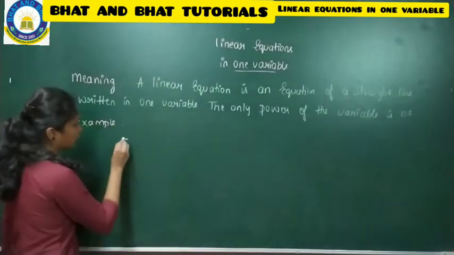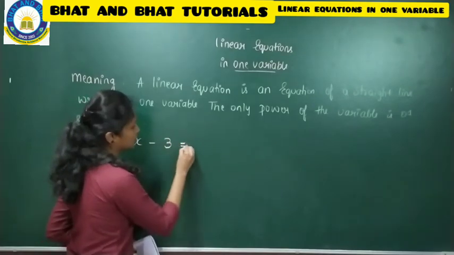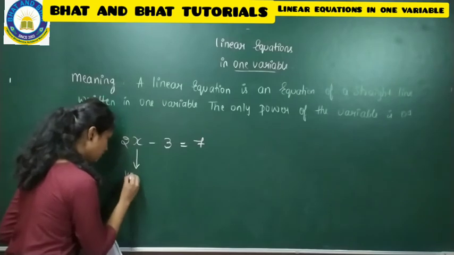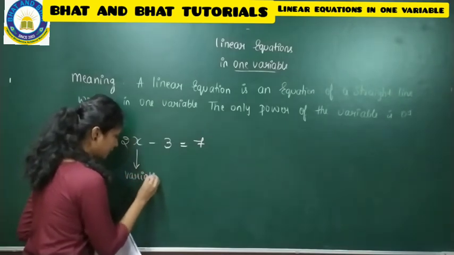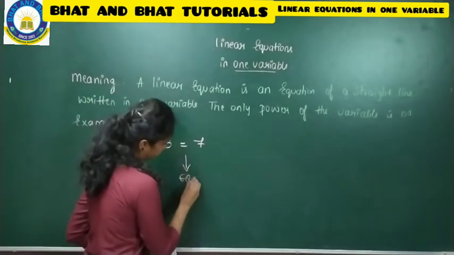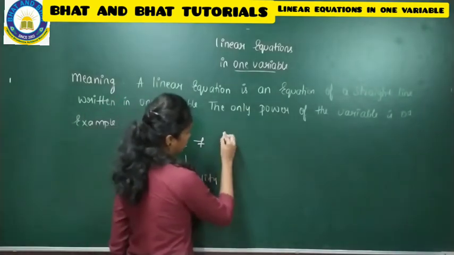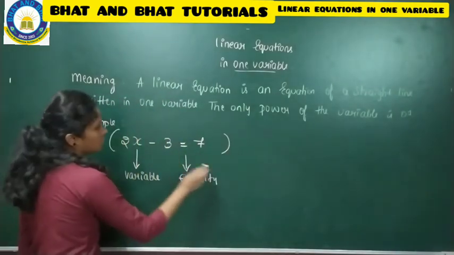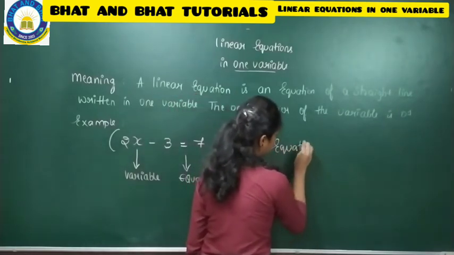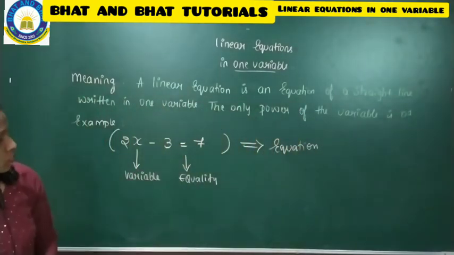The equation will be like this: 2x minus 3 is equal to 7, where x is a variable and this is an equality, and the whole of this we are going to call an equation. Got this? So listen to me now.